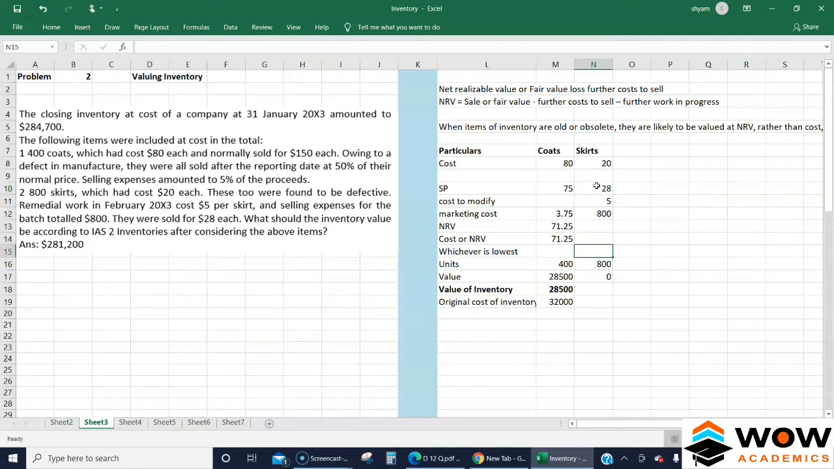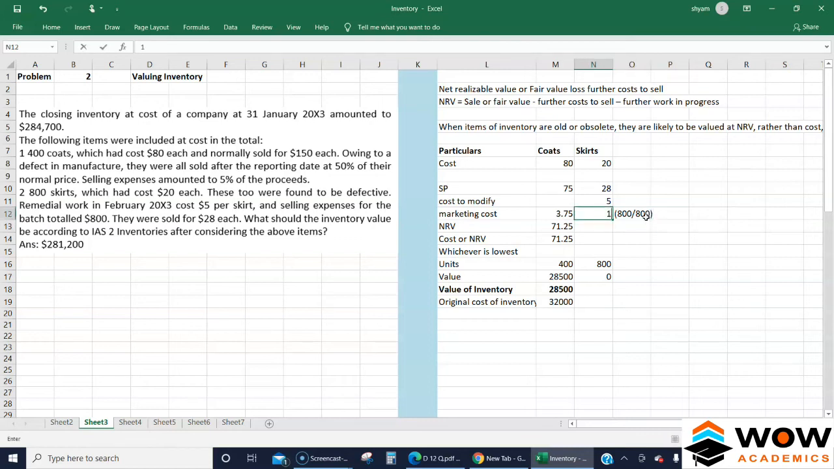Now we have to get the value. We won't be getting it in units; we have to find it separately. I think we can't find NRV per unit, we can find only the value here, because 800 is given as a whole number. If you want, we can divide it by units. So 800 amount divided by 800 units, so it should be 1.